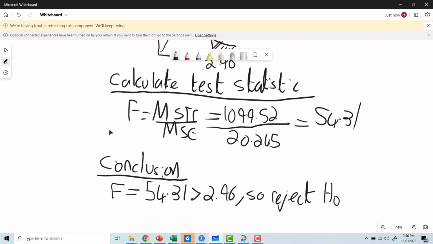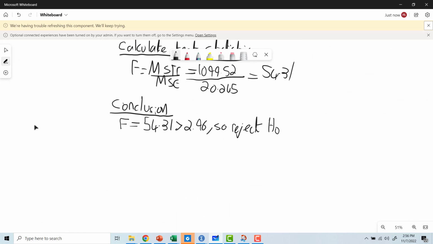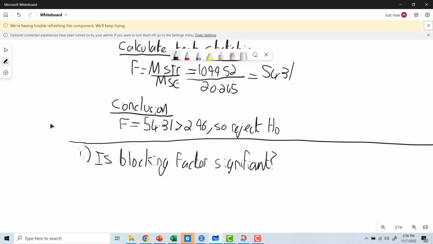Now, the one little thing that we want to do is, let's just say I ask you to calculate the blocking factor. So let's just put a line under this. Say this was an exam and I said 2, is the blocking factor significant? Now, we're not going to do a formal hypothesis here, but let's just see how we'd go about it.